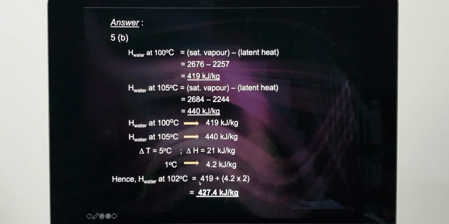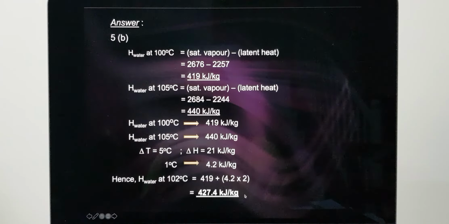And then from there, you need to add 4.2 times 2. Where does this value 2 come from? It is the temperature difference between 100 degrees Celsius and 102 degrees Celsius. So you should be able to get the value of 427.4 kilojoule per kilogram.